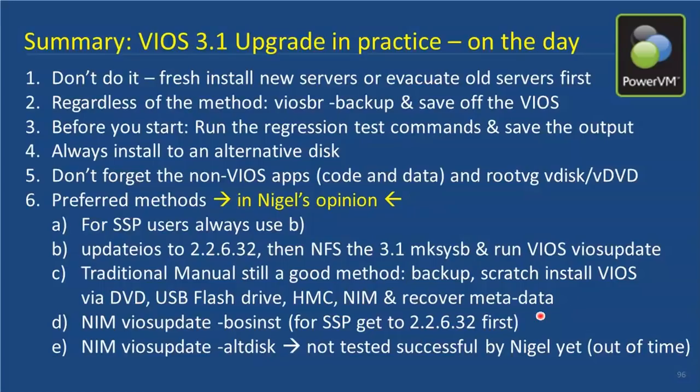Or we can use slightly more exotic ways of doing that. There's two different ways with the NIM server. I've been using the bosinst in particular, and for SSP you need to get to 2.2.6.32 before you do that. I have run out of time for testing the alt_disk. The developers absolutely assure me it's fine, but I just haven't had time. I like to actually try things before recommending them, but up to you if you want to try that method as well. There's nothing wrong with it, it's just me not having the time.